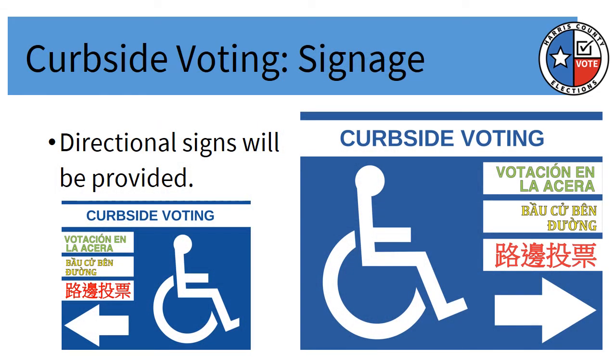Generally, the curbside voting area is designated in the first parking space closest to the door after the accessible parking spaces. Directional signs will be included in your supplies. Please use them to ensure that voters who need curbside voting can easily identify the buzzer.